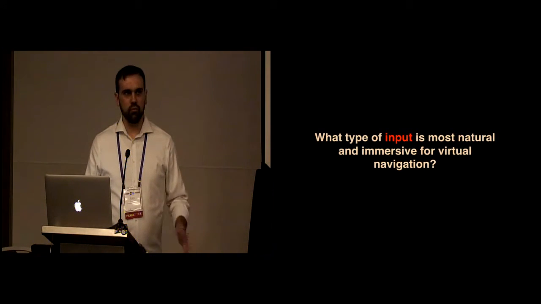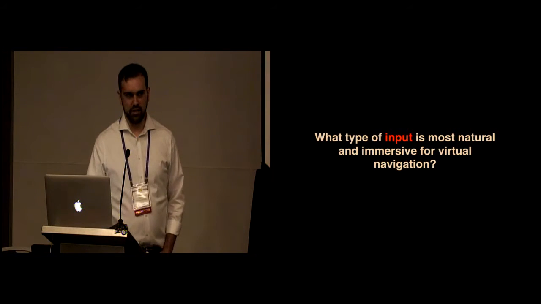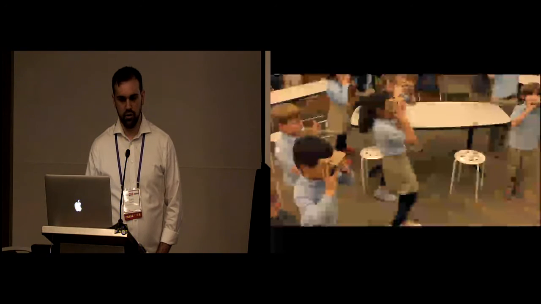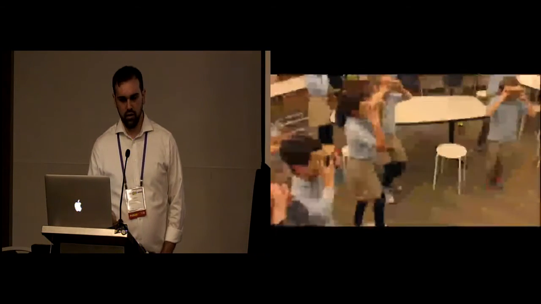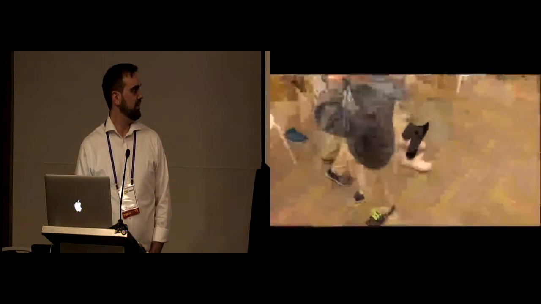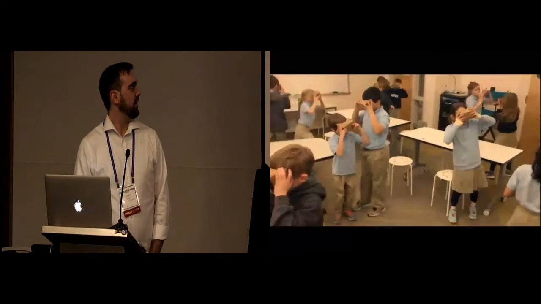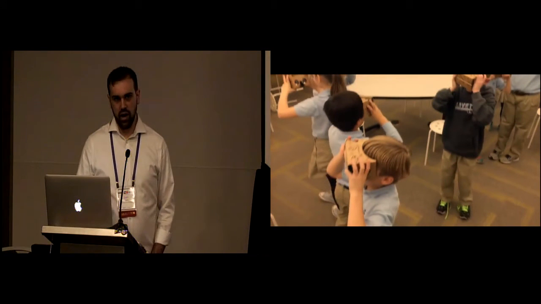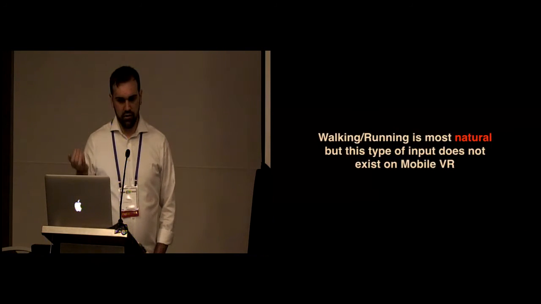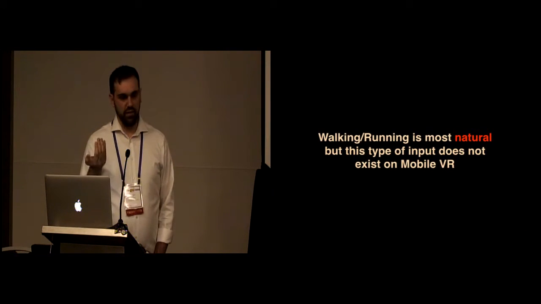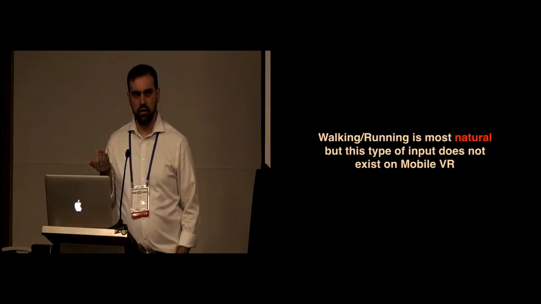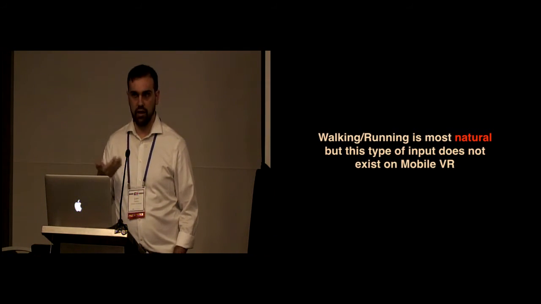There's a cool video that I really like to show this. This is a video where a bunch of kids are given a Google Cardboard, and you'll see what they do. You can see them trying to jump, trying to walk around. They want to move in VR, and that's their first idea. So we thought walking and running is probably the most natural form of input, but right now this input just didn't exist on mobile VR. There's no way of actually doing this.